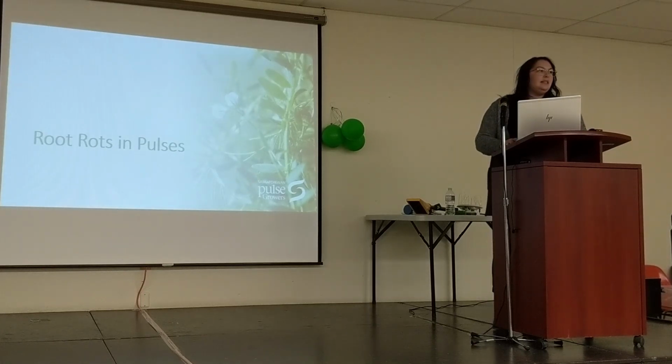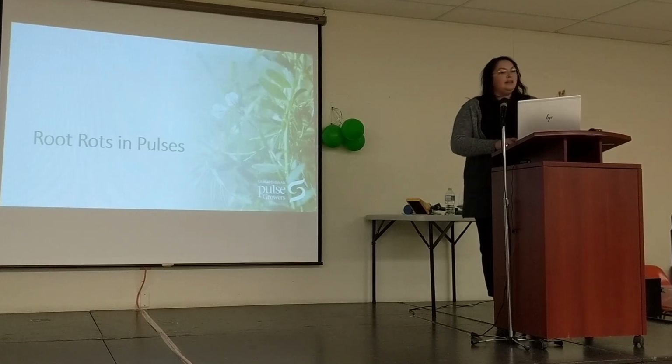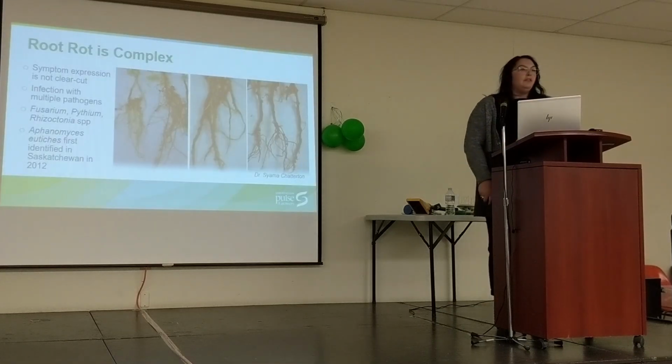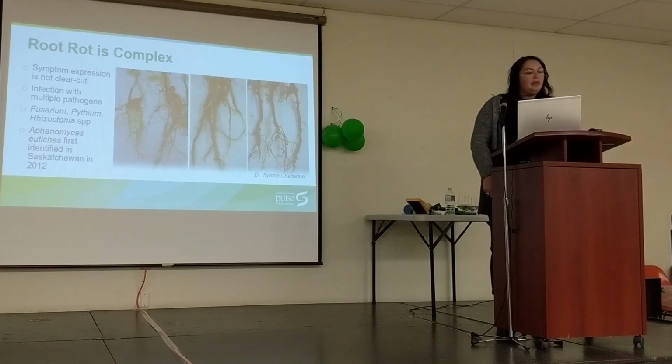And so, when we talk about diseases in pulses, the first thing I want to go over again is our root rots. When we look at root rot, the first thing is root rot complex in our main large acre crops. Root rot complex is largely dominated by Aphanomyces, but often occurs in conjunction with Fusarium, Pythium, and Rhizoctonia species. Aphanomyces was first identified in 2012.